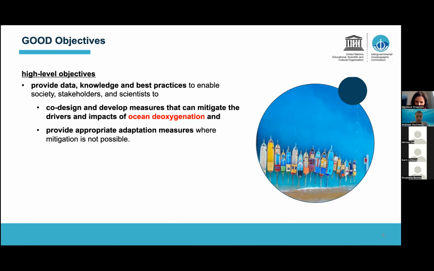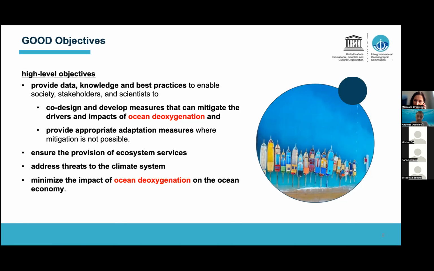And then if we have this information, co-design and develop measures that can mitigate the drivers and impacts, or if that's not possible, provide appropriate adaptation measures. And at the same time, use all this to ensure provision of ecosystem services, particularly along the coastal regions where people, societies depend on food from the ocean, maybe also depend on tourism, on many ocean services, where oxygen really is relevant to keep the ocean services running and in a healthy state.